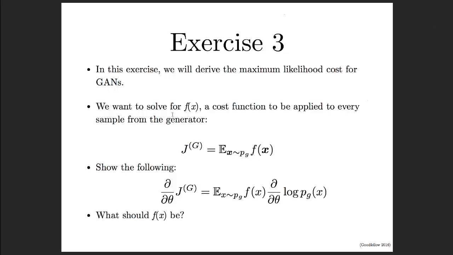In particular, we have a cost function for the generator network, which is an expectation of x sampled from the generator, and then applying f of x. And we want to figure out what f of x should be to make this cost function give us maximum likelihood. As a hint, you should first start by showing the following, that the derivatives with respect to the parameters of the cost function are given by this expectation of f of x multiplied by the derivatives of the likelihood. And if you'd like, you could actually just take that as a given and skip to the last step. At the very end, you should figure out what f of x should be given this fact about the gradients. If you can choose the right f of x, you can get the maximum likelihood gradient.